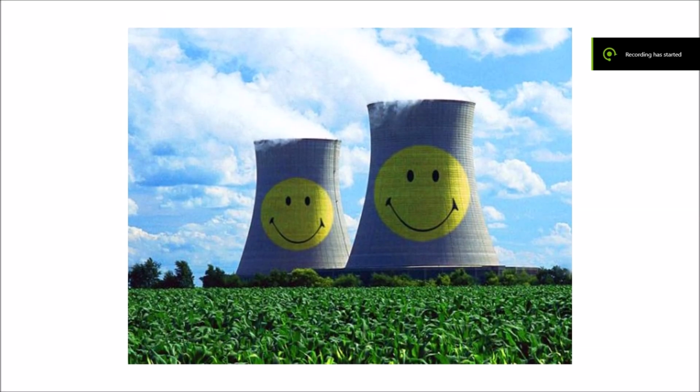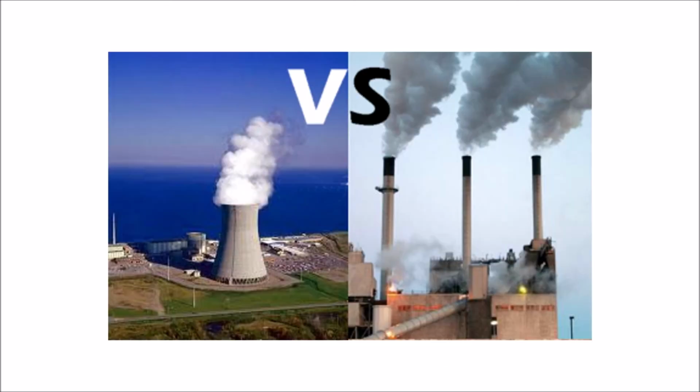There are also several positives to nuclear energy. For one, there is a significant decrease in the amount of carbon dioxide emissions to produce 1 kilowatt hour of energy. A coal power plant produces 820 grams of carbon dioxide, while a nuclear power plant only produces 12 grams of carbon dioxide.